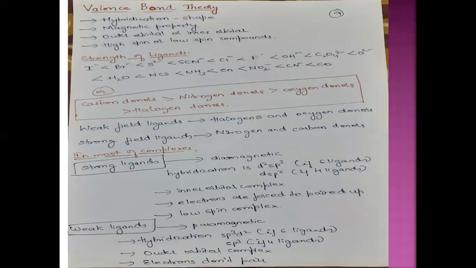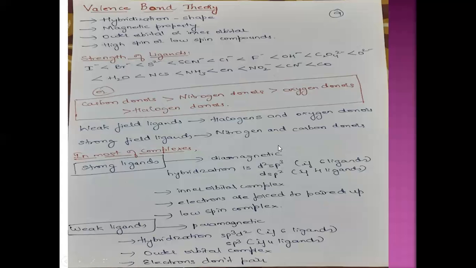Next, the magnetic property we have discussed: it is diamagnetic. Now coming to hybridization. First, you have to see the number of ligands present, whether there are 6 ligands or 4 ligands. If 6 ligands are present, the hybridization is always d2sp3. And if 4 ligands are present, then the hybridization is dsp2.